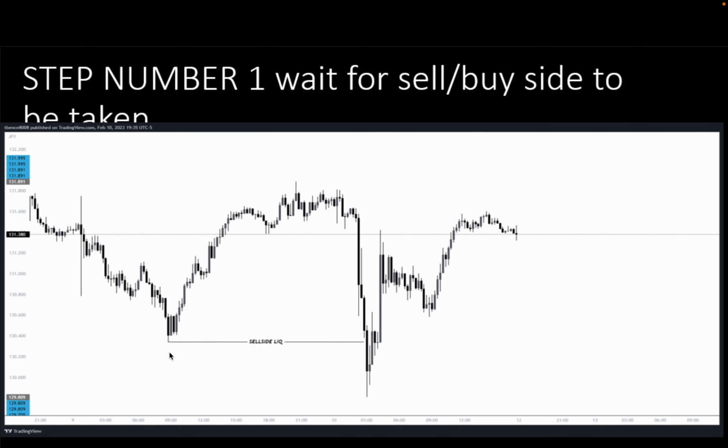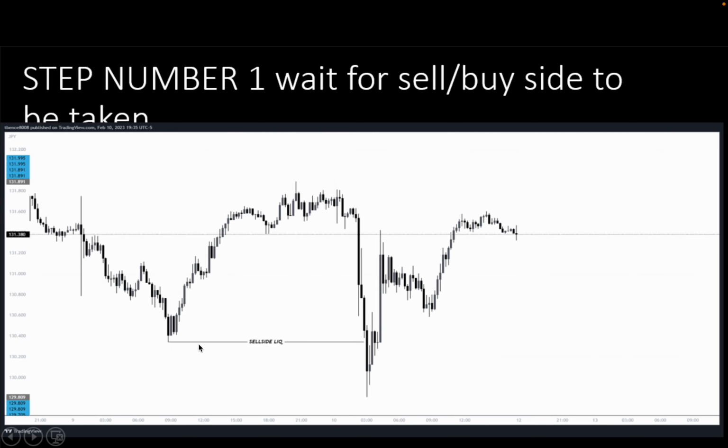So below old lows are sell side liquidity. Above old highs are buy stop liquidity. Under old lows are sell stop liquidities. Above old highs are buy stops. Under old lows, sell stops. Above old highs, buy stops, right? Then, so on, so on, so on. But you have to mark these out in price, okay?